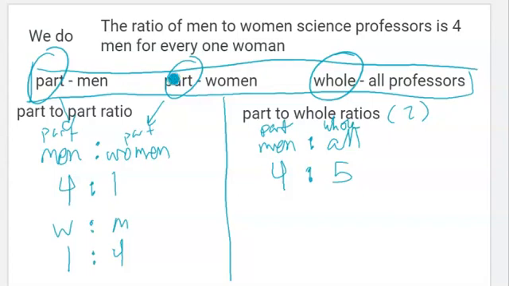Okay. The other one just uses the other part. We can also do the part of the people who are women, and we can do the whole, which is all the professors together. I'm sorry, not the other part, that'd be a part to part. So in that case, the part that is women, there is 1 woman for every, now I'm with the whole, 4 men, 1 woman is 5 altogether. There's 1 woman for every 5 professors, or 5 professors for every 1 woman. That is a part to whole ratio.